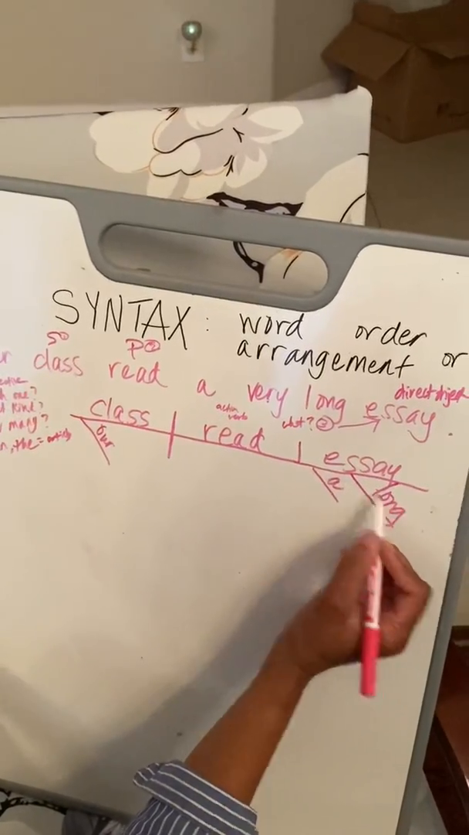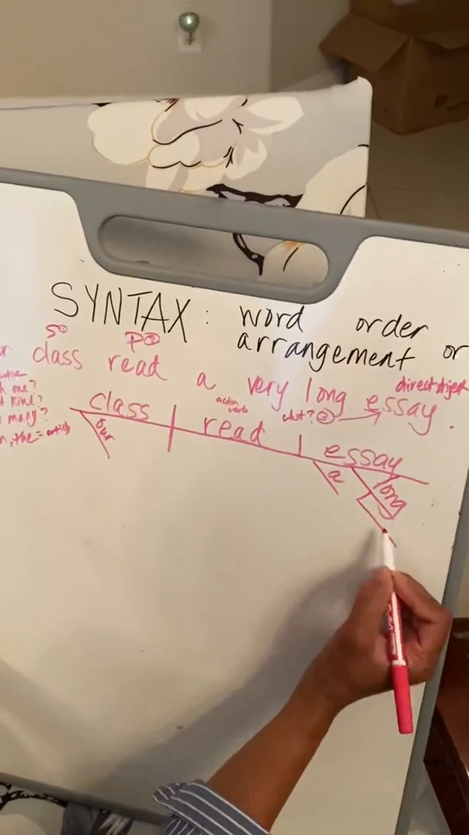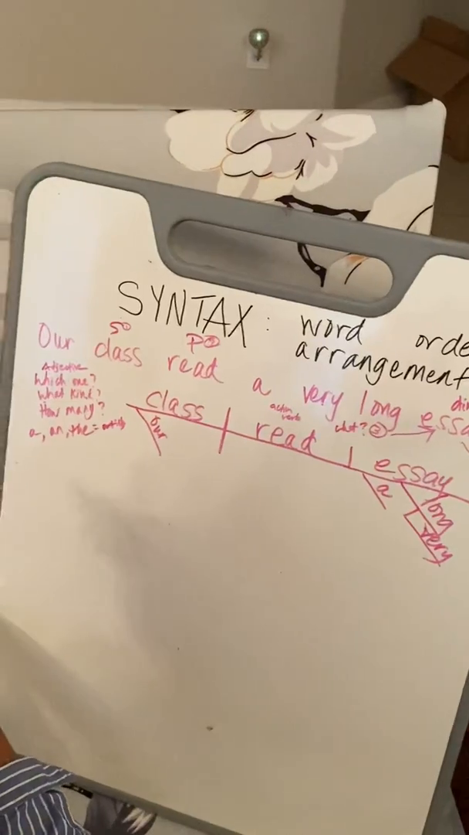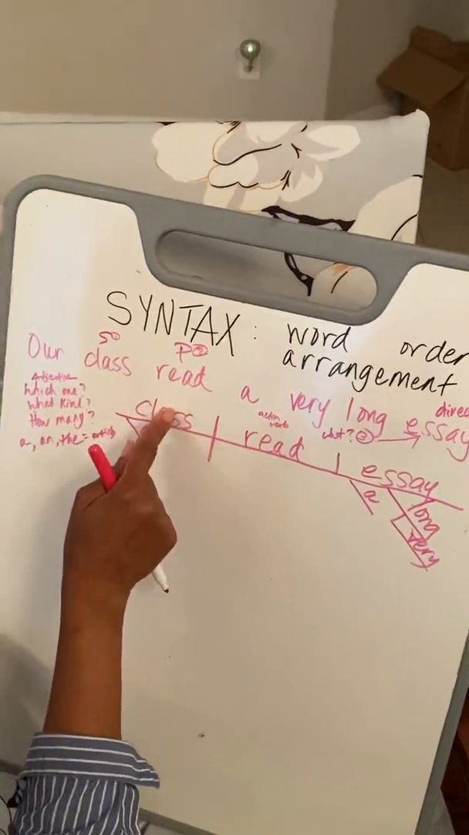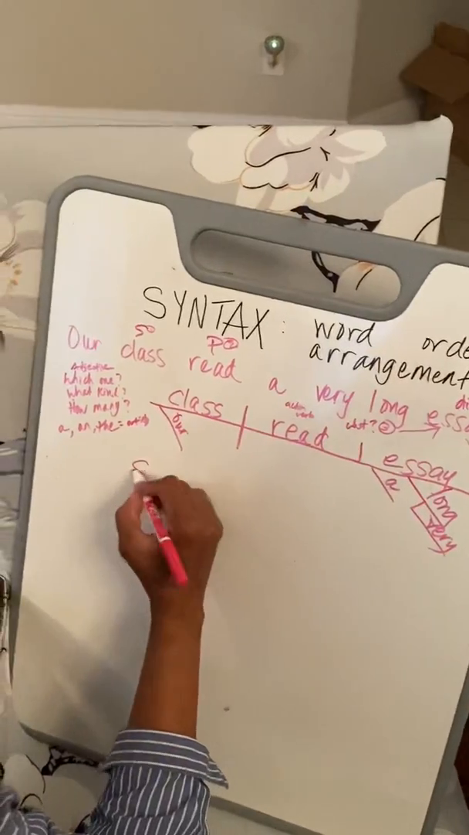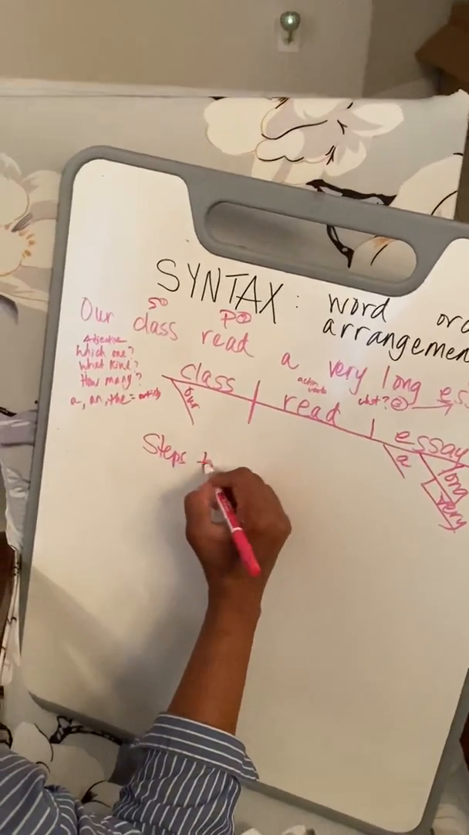And to what extent is it long? Or how long? Very long. So that's how you diagram a sentence. Find the subject, find the predicate, ask yourself what. So what are the steps to diagramming?